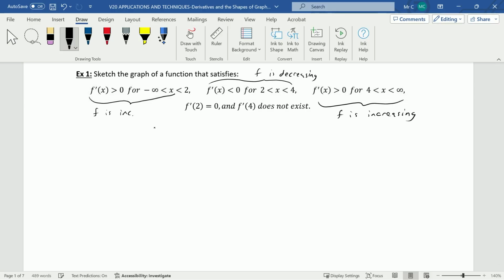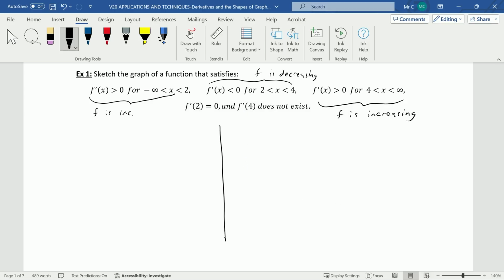Now, each of these is on a different domain, right? This is negative infinity to 2. This is 2 to 4. This is 4 to infinity, right? And also we have two other conditions. F prime of 2 is 0, and f prime of 4 does not exist.